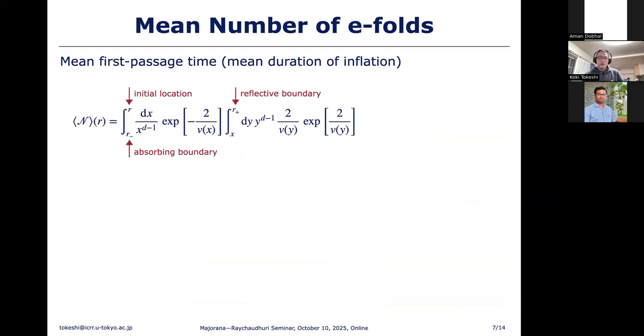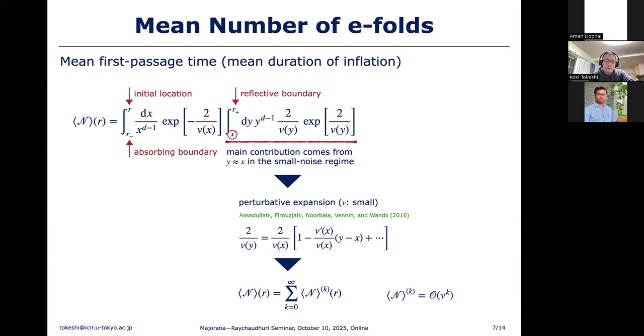So what I want to do here is to perturbatively expand this mean duration of inflation, assuming the stochastic noise is very small. And the key idea is that in this second integral, the dominant contribution comes from the lower end of the integral because if the noise is small, the field cannot approach the reflective boundary, because it's located in a very, very high potential region. So this is why I expand the integrand around the lower end of the integral, y equal x. For instance, this 2 over v factor is expanded around y equal x, in this way.